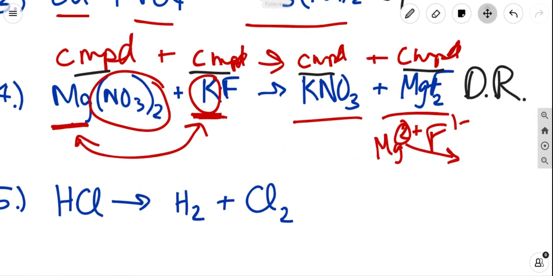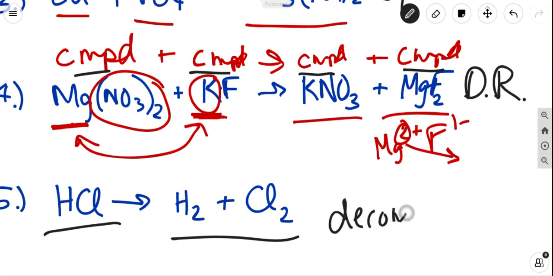All right, number 5. Let's go through our list. Is it synthesis? Has 1 thing been formed? Do I have 1 product? No, I've got 2. Okay. Is this decomposition? Do I have 1 reactant? Yeah, I do. It's not HCl plus something. It's just HCl. So HCl is breaking down to form hydrogen plus chlorine. So this is decomposition.